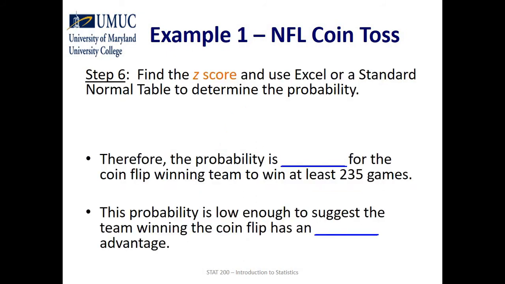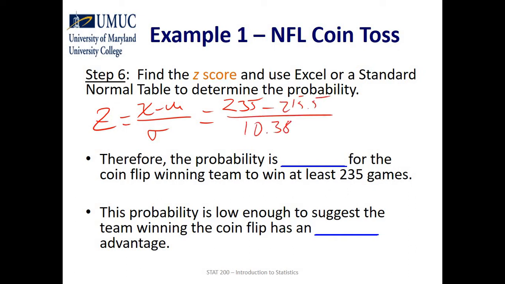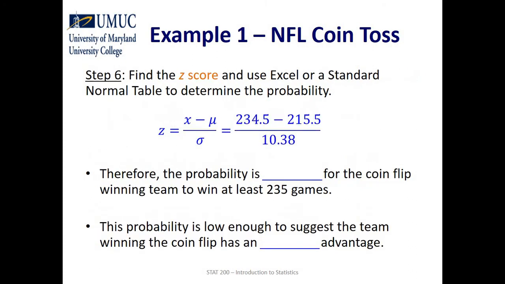Now, the next step is to find the z-score and use Excel or a standard normal table to determine the probability. Our z-score is given by z equals x minus mu divided by sigma, which is 235 minus 215.5 divided by 10.38, and that value is 1.83. Now, we can jump over to Excel and find out what the probability is for 1.83.